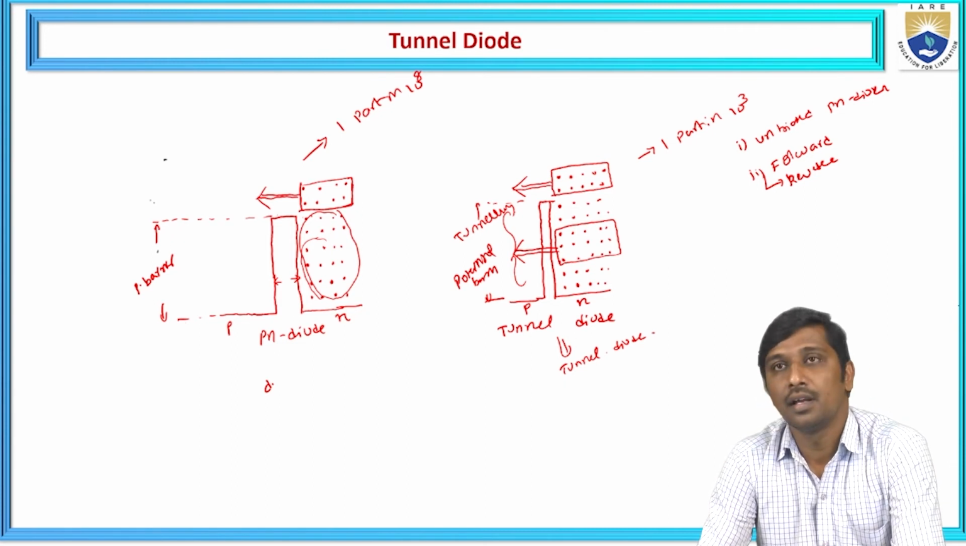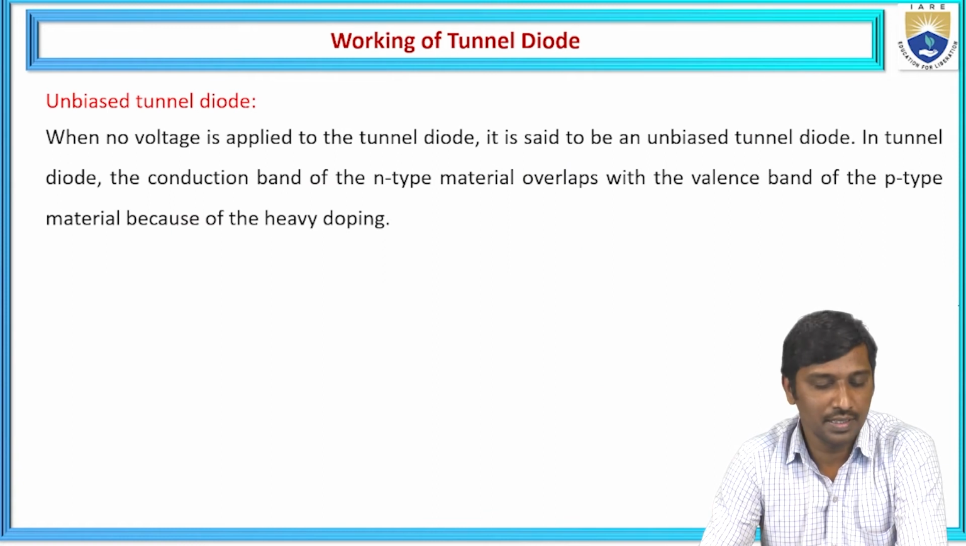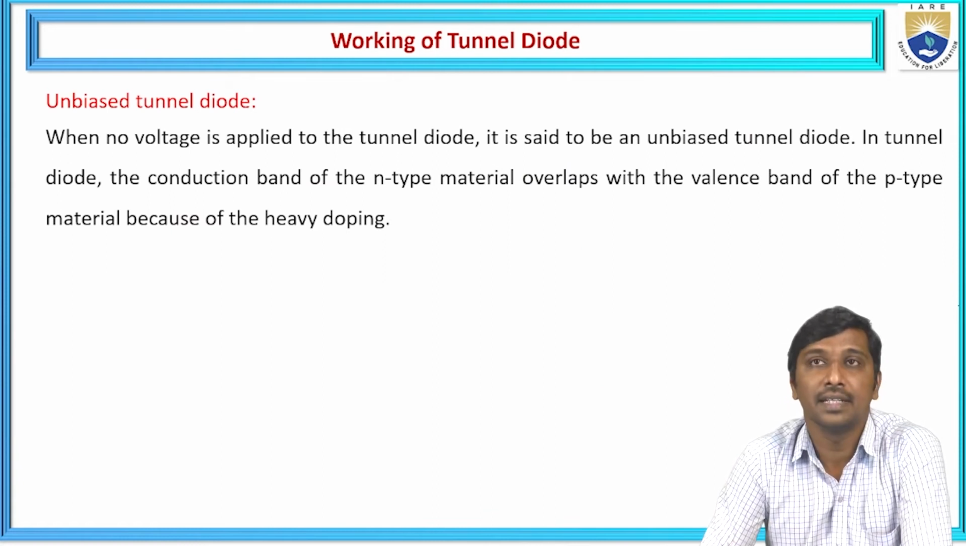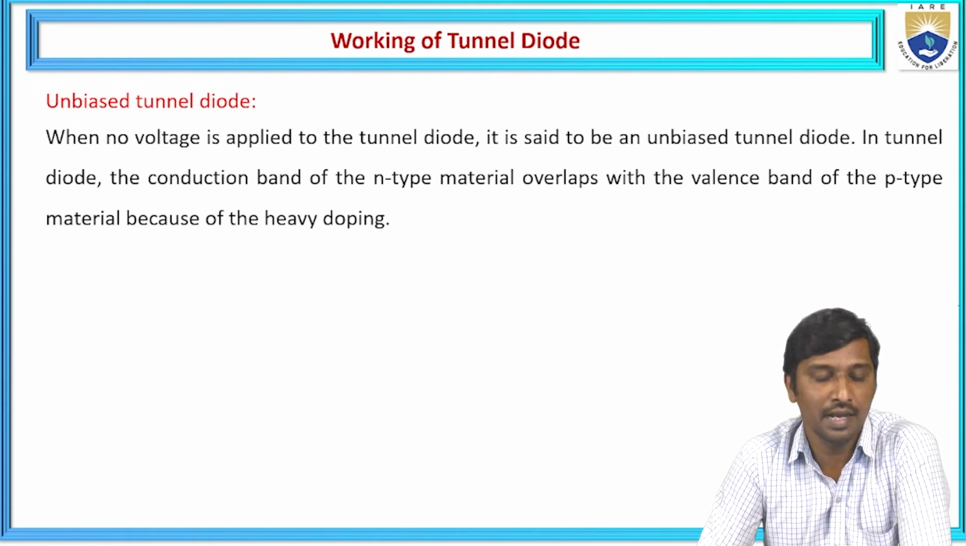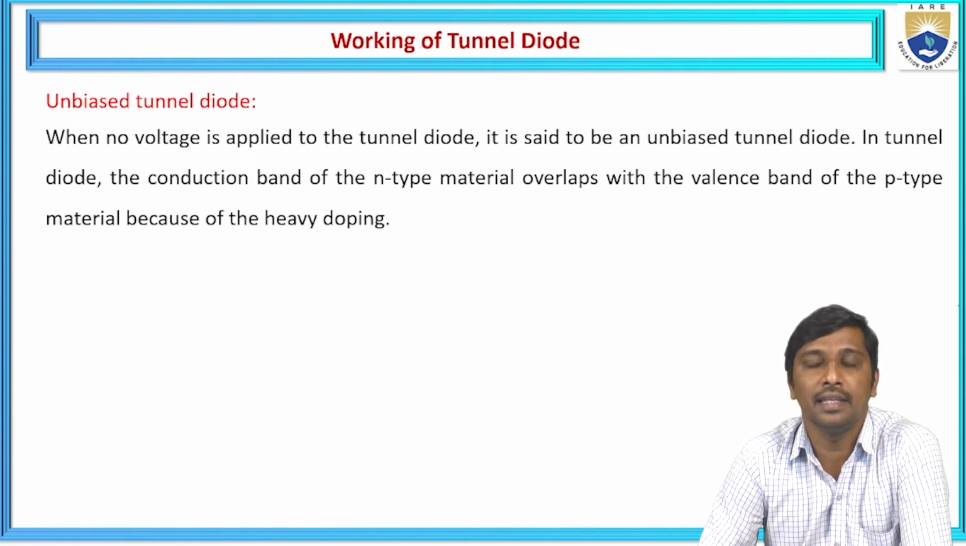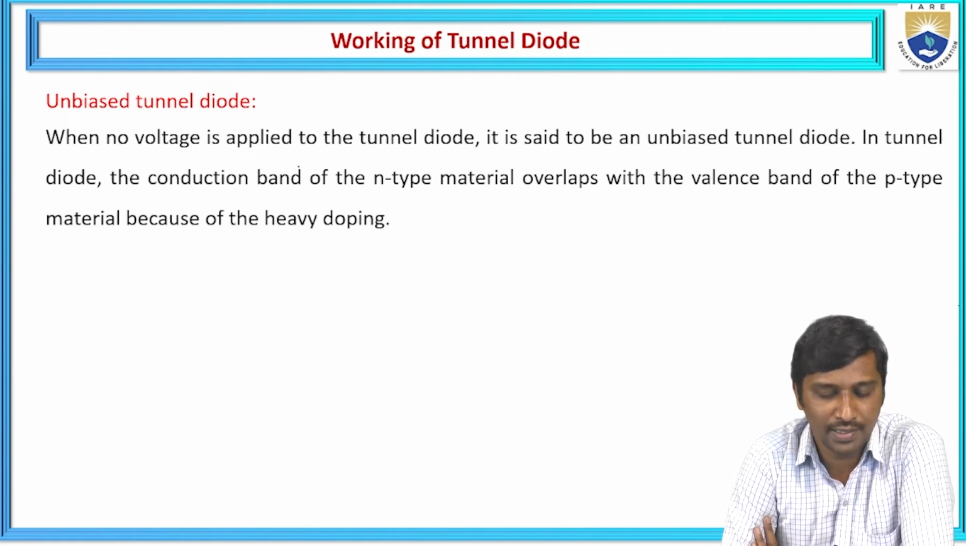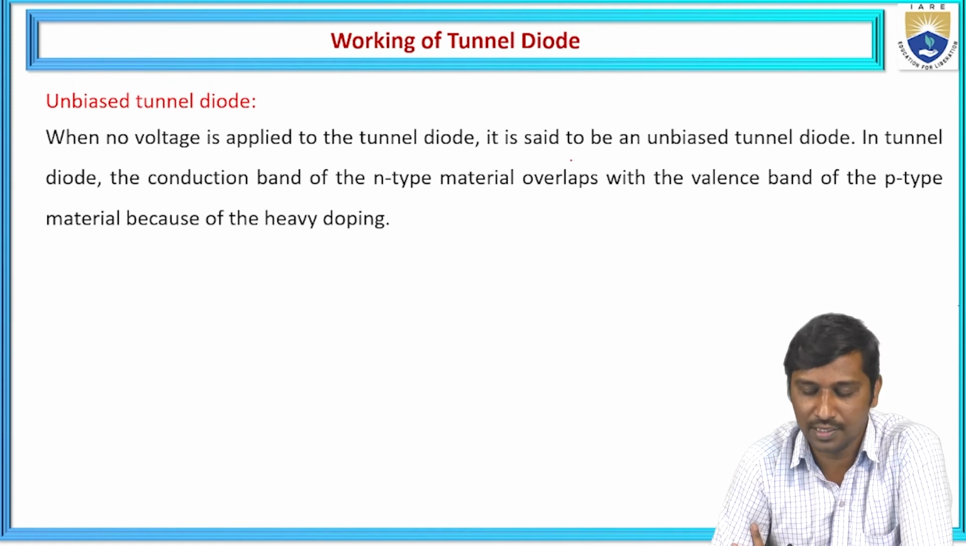So hence, we are going to observe the principle of this tunnel diode with respect to the energy band diagrams. For this case, let us consider the working of the tunnel diode in an unbiased condition. What is the meaning of unbiased? Unbiased means we are not applying any external electric field to this tunnel diode. When no voltage is applied to the tunnel diode, it is said to be an unbiased tunnel diode.